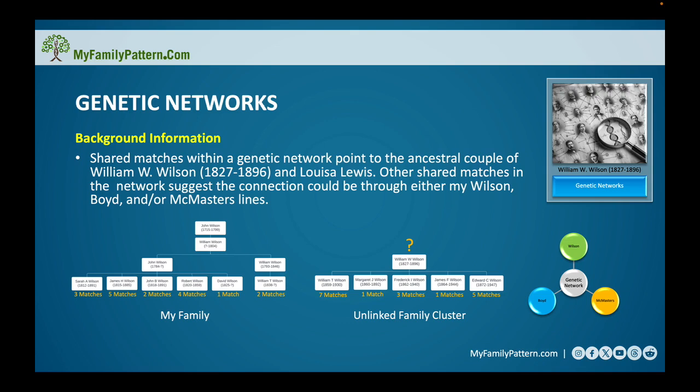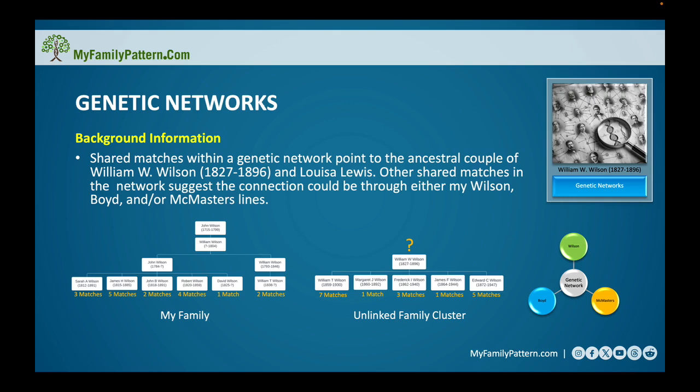And as you can see from the image below, on my family side, I had a number of matches that descended from my John Wilson immigrant ancestor, with most of them being on my side of the family tree, which is John Wilson, born 1784, one of my direct ancestors. So you can see the number of matches I had within the cluster of these autosomal DNA matches. And genetic networks are nothing more than a group of shared matches that all likely descend from a common ancestor.